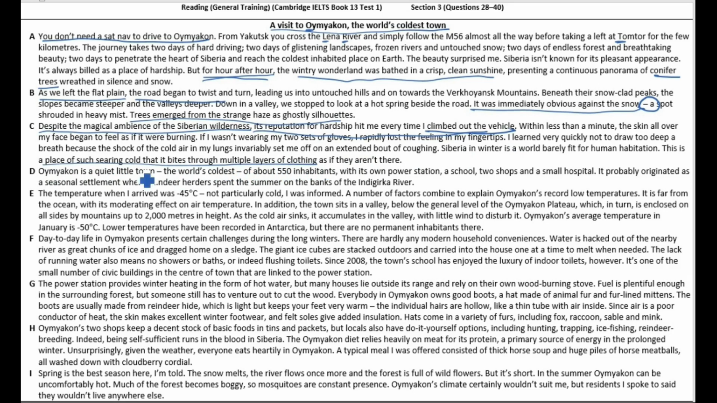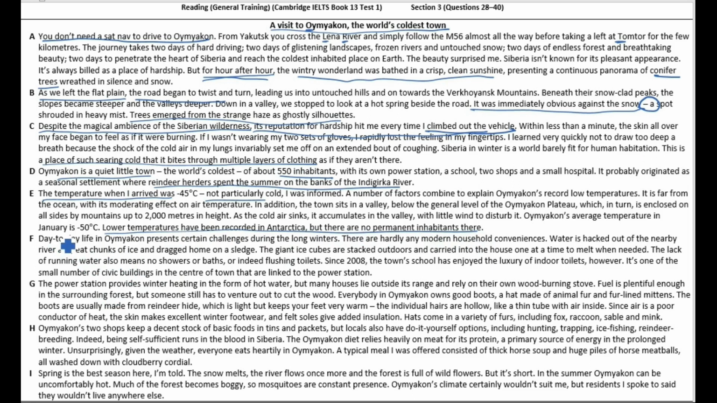This is a quiet little town. 550 inhabitants. Ending. Reindeer herders spent the summer on the banks of this river. So this is a short description of the town. The temperature when I arrived was this much, not particularly cold. Ending. Lower temperatures have been recorded in Antarctica, but there are no permanent inhabitants there. I've just read till E.